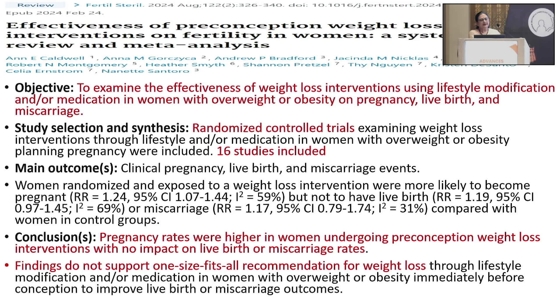And this is another review of randomized control trials, again on weight loss interventions, and they found that pregnancy rates were higher in women undergoing preconception weight loss, but again no impact on live birth rate.